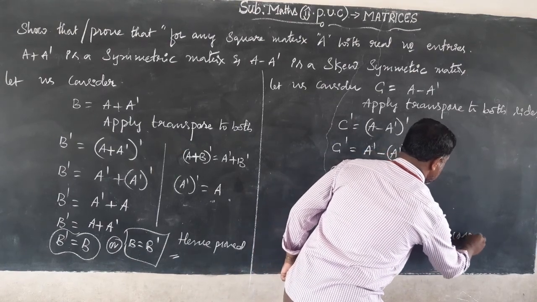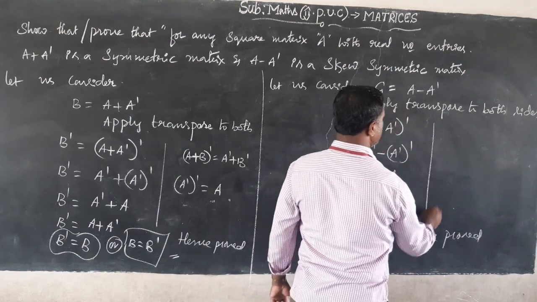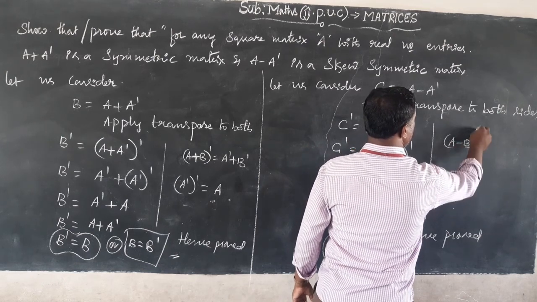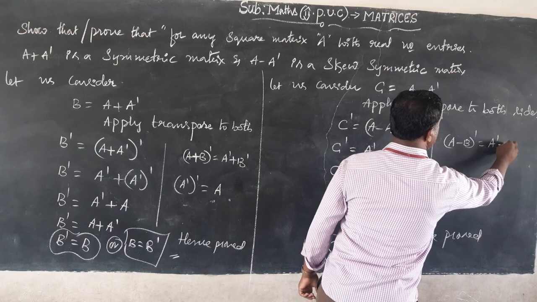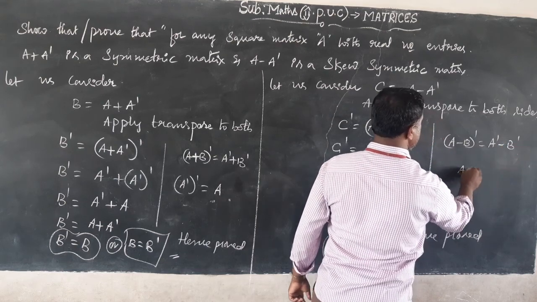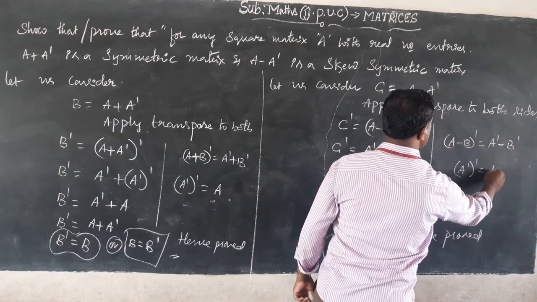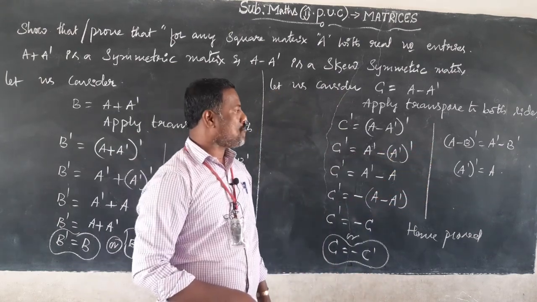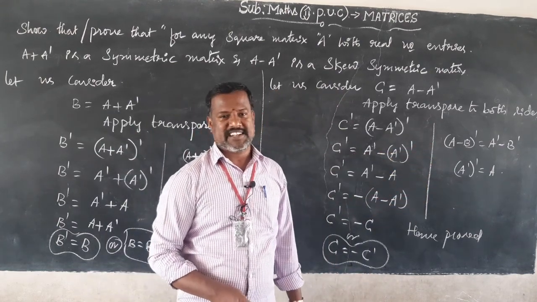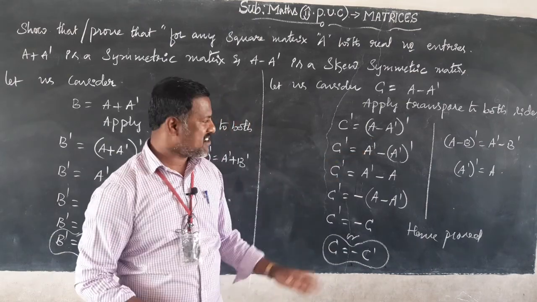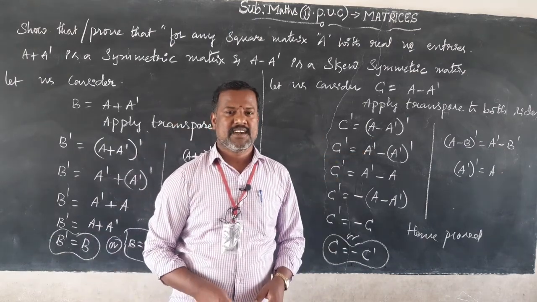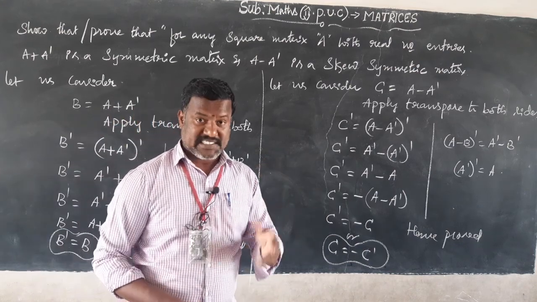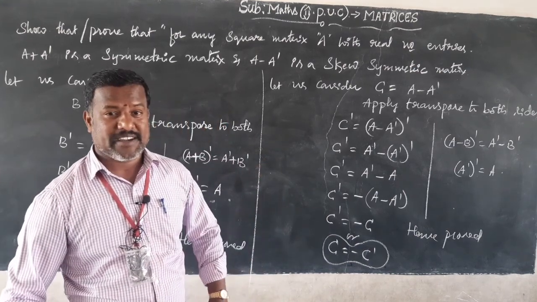Hence proved. Okay children? (A minus B) dash is equals to A dash minus B dash. Again, (A dash) dash is equals to A. So these are the two important properties of transpose of a matrix we have taken. See children, how simple it is. Without seeing the board, I can say it myself. So what do we have to take first?